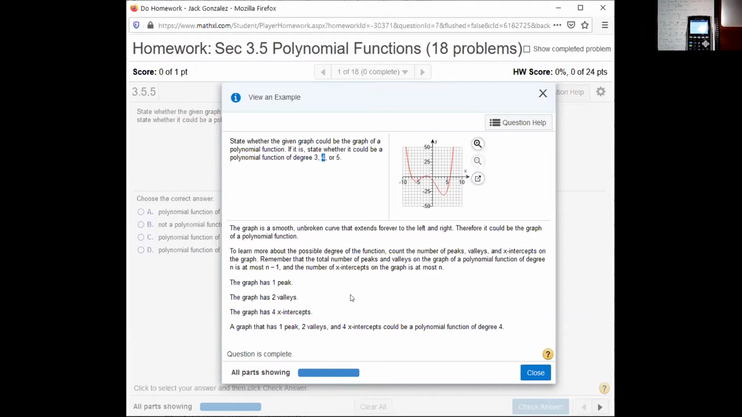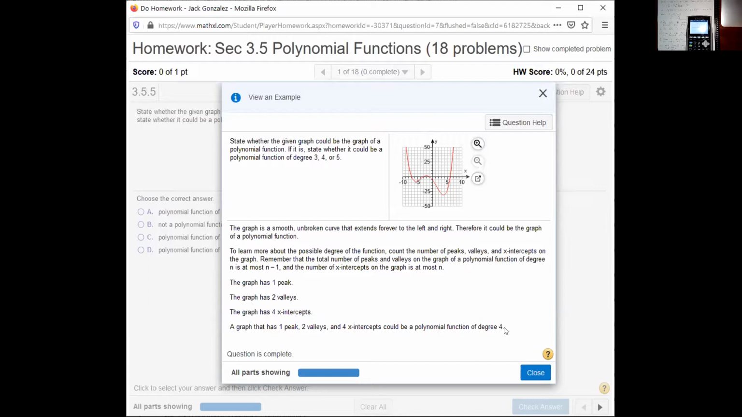So then the other thing is using this idea. I think I wrote this down in your notes. I said, remember that the total number of peaks and valleys on the graph of a degree n polynomial is at most n minus 1. So we have 1 valley, 1, 2, 3. So 2 valleys and 1 peak. So that's 3 of them. So at most I should have n minus 1. So if n is 3, then that means the degree has to be 4. You see what I mean?